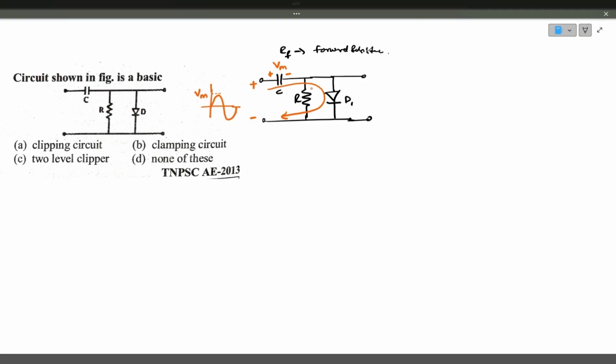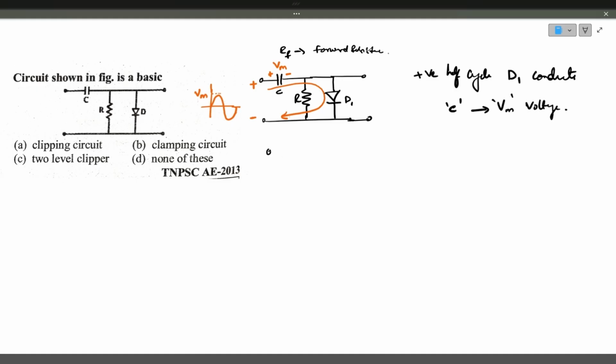This happens during the positive half cycle. Now, during the negative half cycle, so during the positive half cycle, what happens? Diode conducts, diode D1 conducts, and the capacitor charges. Capacitor C charges to voltage Vm.